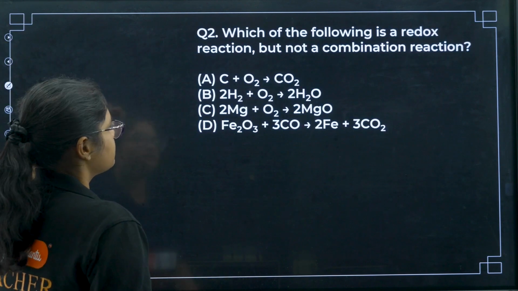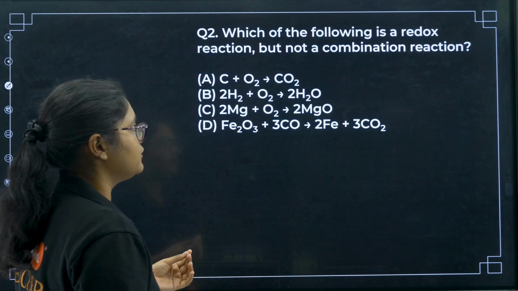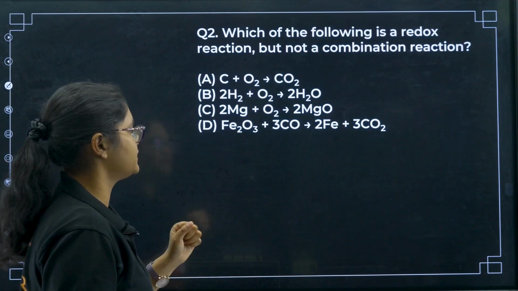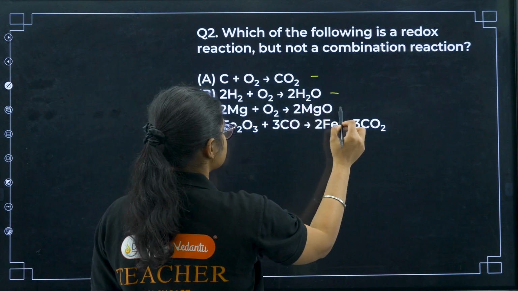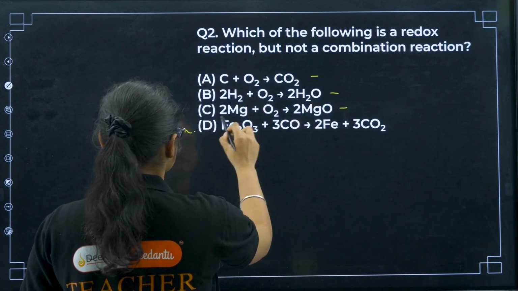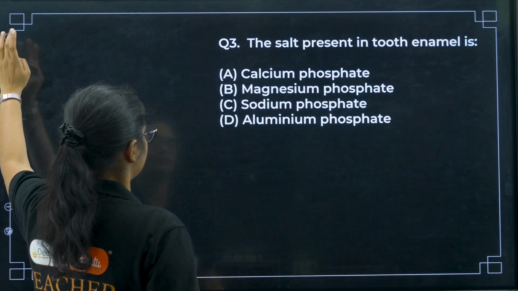Next, which of the following is a redox reaction but not a combination reaction? Redox reaction means it should have both oxidation and reduction. In these reactions you can see only oxidation, but here we have oxidation and reduction. So this is a redox reaction, option number D.